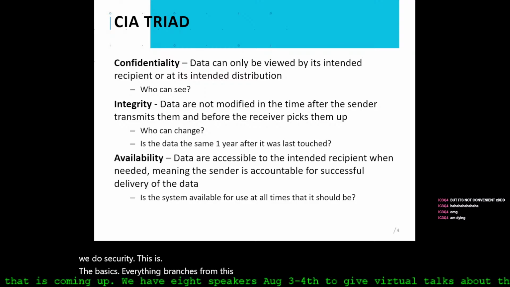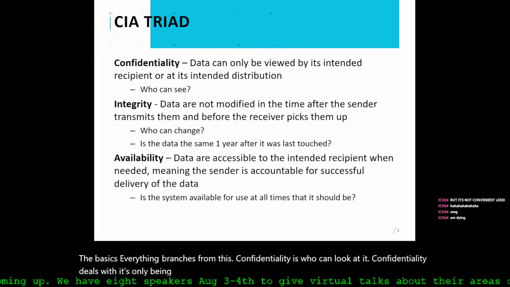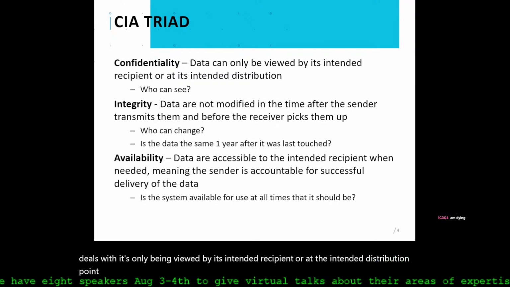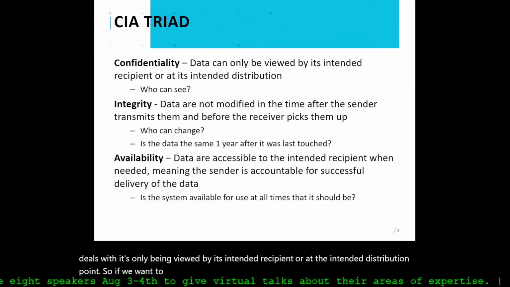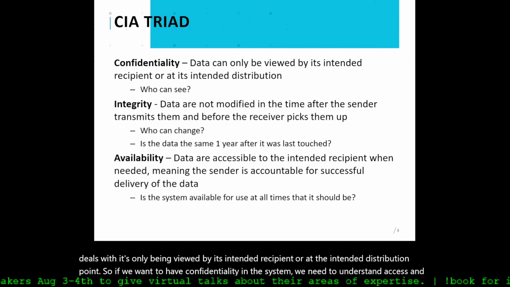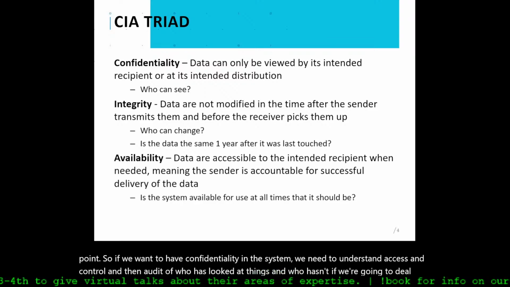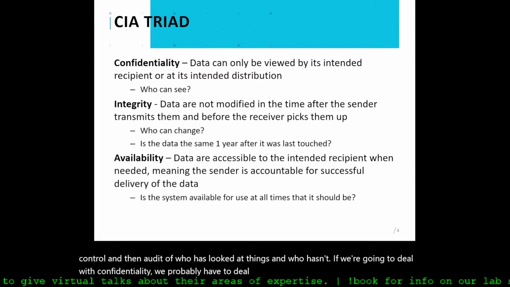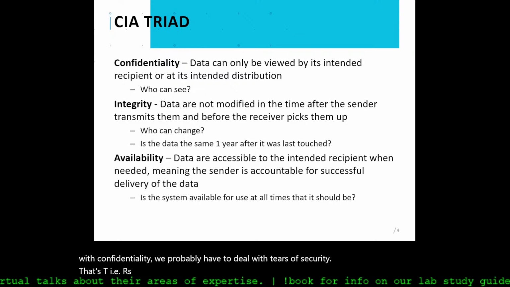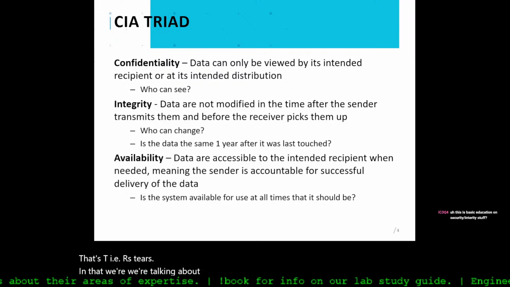Confidentiality is who can look at it. Confidentiality deals with it only being viewed by its intended recipient or at the intended distribution point. If we want confidentiality in a system, we need to understand access and control, and then audit of who has looked at things and who hasn't. If we're going to deal with confidentiality, we probably have to deal with tiers of security. That's T-I-E-R-S, tiers. Somebody has to start labeling this.